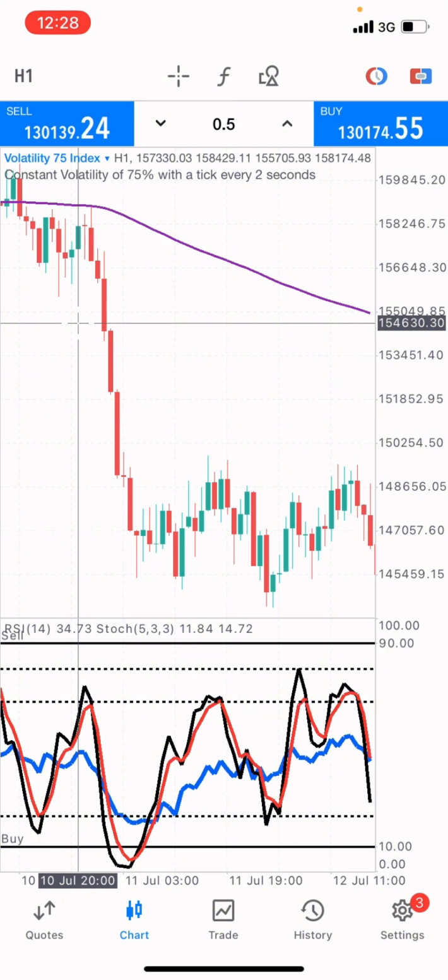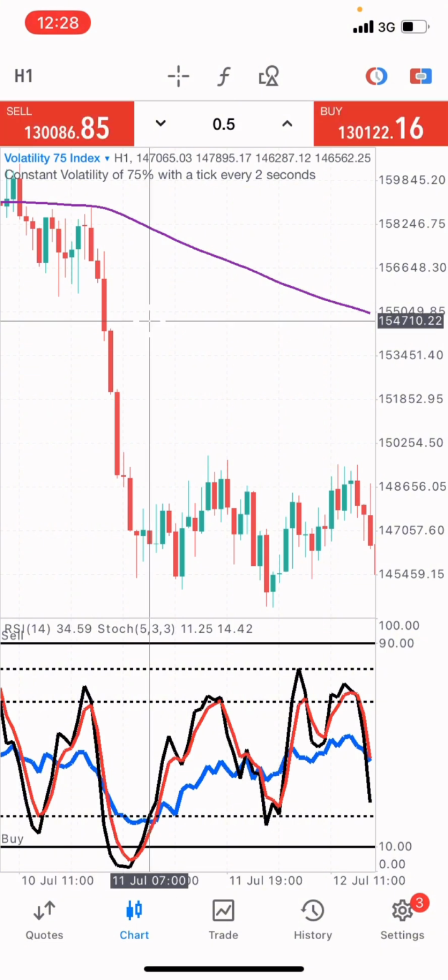So I hope after watching this video you found value and understand how to trade volatility 75 using the stochastic oscillator and the average true range, using the stochastic oscillator and the RSI. The RSI, the relative strength index, plays a minimal role, a small role in this market, just so that you can see the higher highs and the lower lows, such as the overbought and the oversold positions.